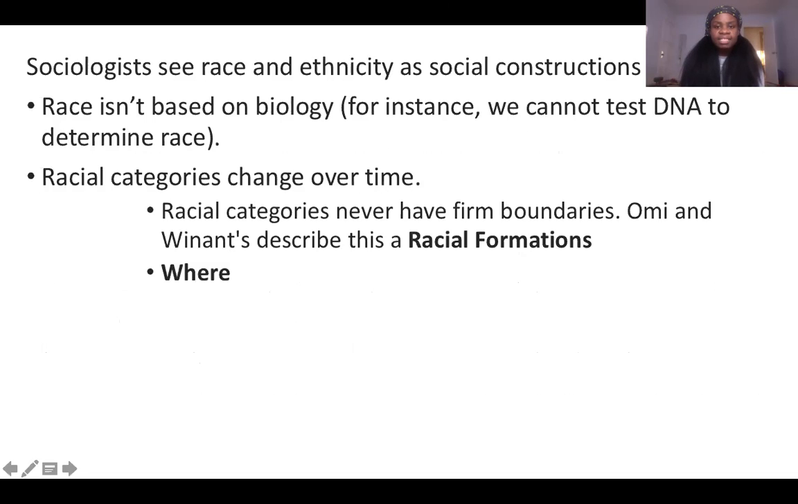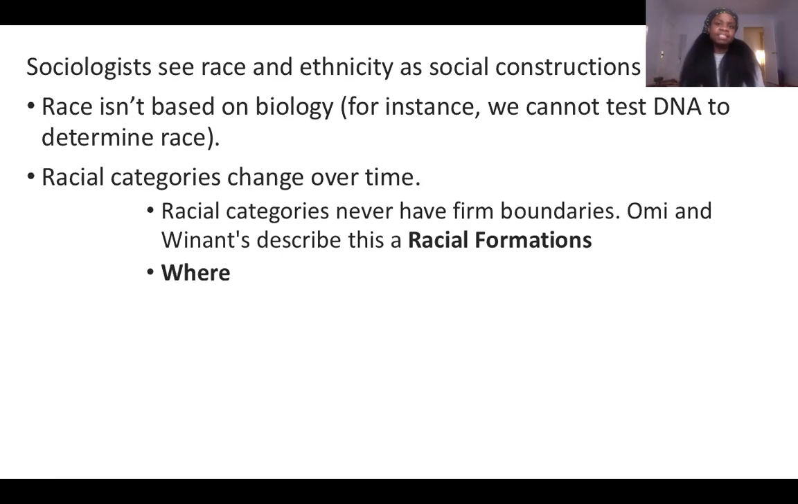Sociologists see race and ethnicity as social constructs, and this is because race isn't based on biology. For instance, we can't test to determine race. Racial categories also change over time. Racial categories, for instance, white, Black, Asian and Pacific Islander, American Indian, never have firm boundaries. In fact, Hispanic used to be a race in the United States. It's no longer a race in the United States.